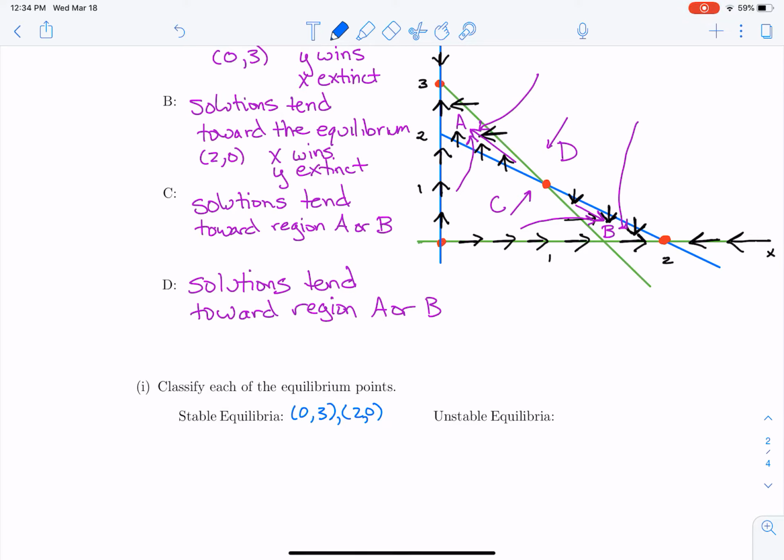And in fact, we saw that these were sinks when we were looking at the Jacobians. But we also have two unstable equilibria. We have (0, 0), which we saw from the Jacobian was a source, and now we can see solutions are all moving away from (0, 0). But we also have the equilibrium (1, 1), which we saw from the Jacobian is a saddle. And we can see that solutions are generally moving toward the equilibrium for a little bit and then veer off into regions A or B.